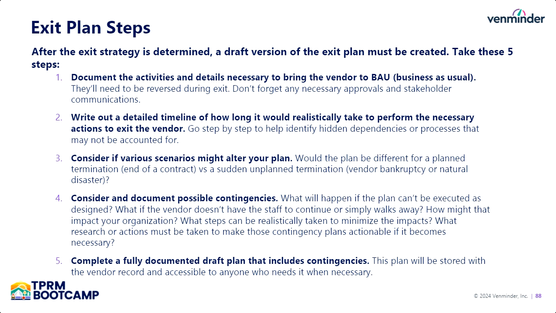A lot of times the vendor may know they're losing the contract and their staff starts exiting. They may not have enough people to fulfill all their obligations. So you need to think about what you would do to safely and soundly exit that relationship in that case. Now, you're going to want to complete a fully documented drafted plan that includes those contingencies. We're going to store this draft plan with the vendor record to make sure it's accessible to anyone who needs it if it becomes necessary.